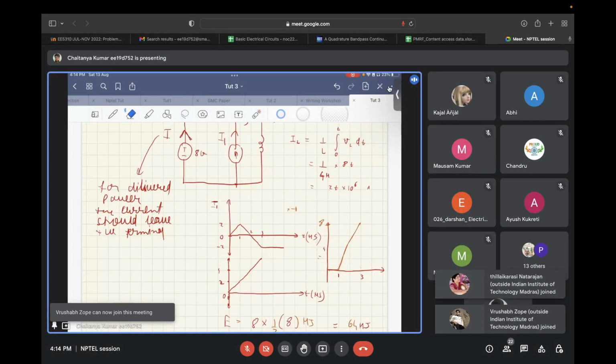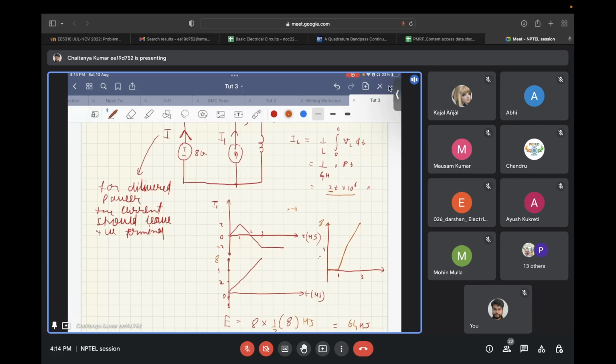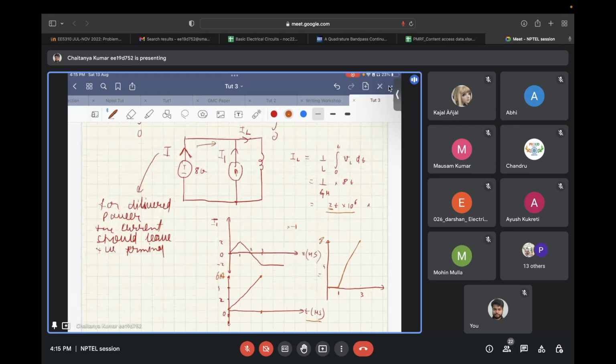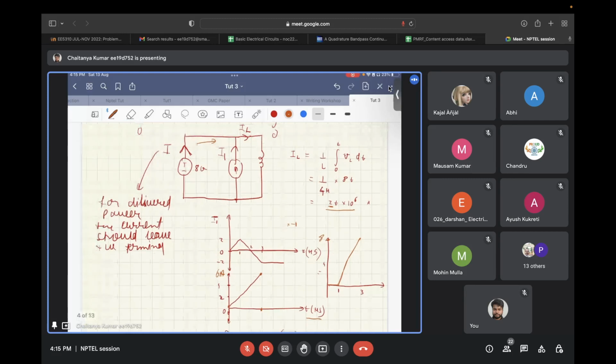The current that flows through the inductor will be a ramp current that will increase with a slope of 2 into 10 to the power 6. Since time is in microseconds, from 0 to 3 microseconds the overall current that the inductor will develop will be 6 amperes.